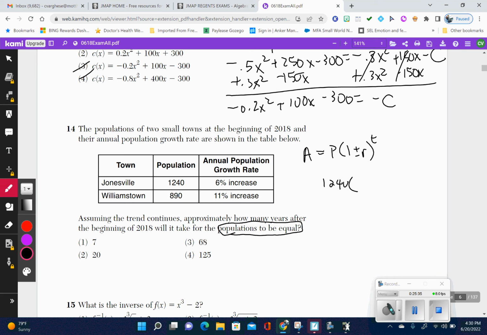Since it's going to be increase, that's going to be 1 plus 0.06 to the t power, which is going to be our variable. And then we're saying where the population is equal, so we're going to set it equal to the other one, which is 890. And this is all going to be 11% increase, so 1 plus 0.11, and that's going to be raised to the t power as well. And we're trying to see where these are equal. So the easiest way to do this is on the calculator, is to plug it into the calculator.